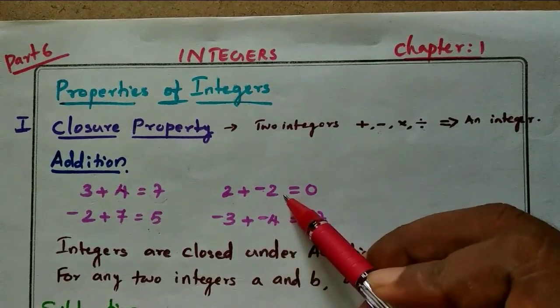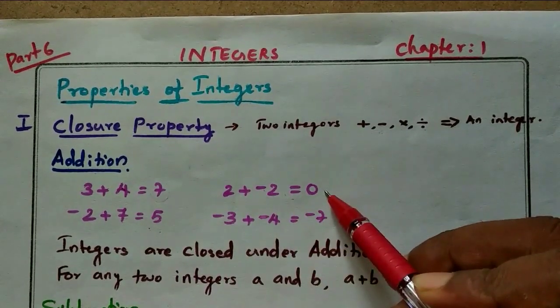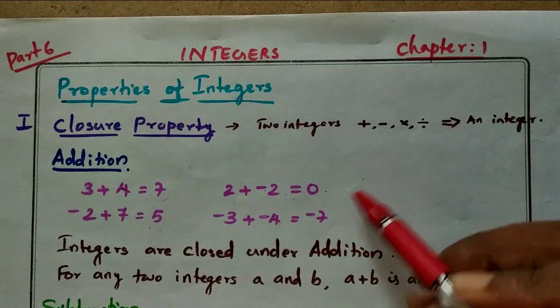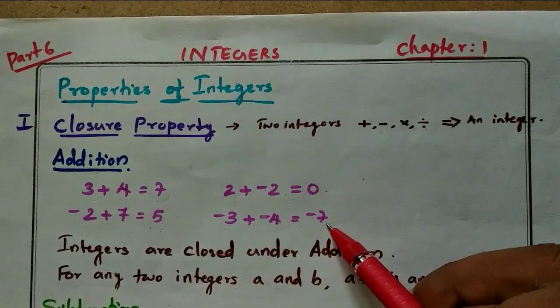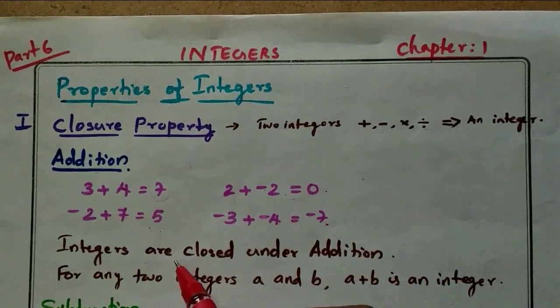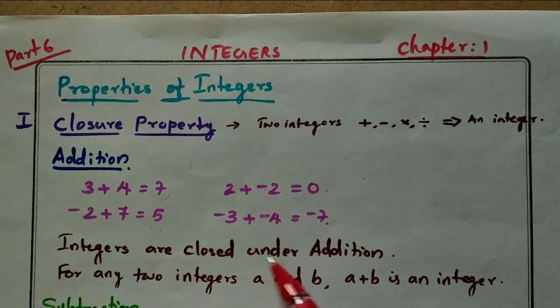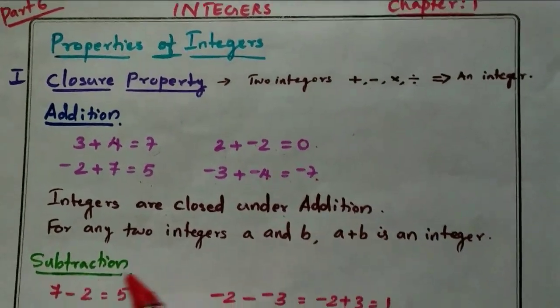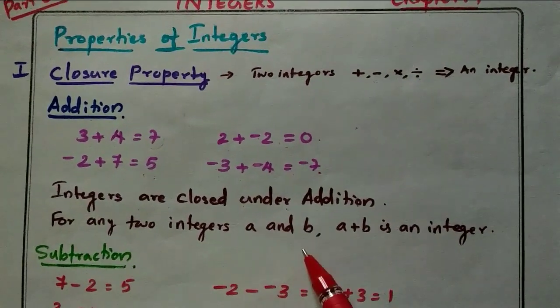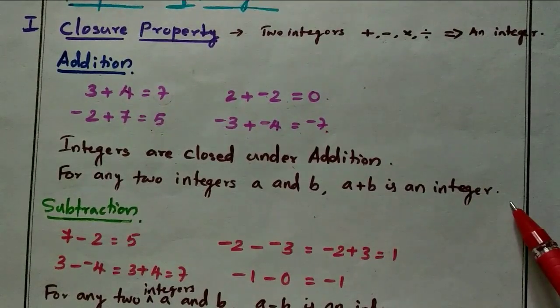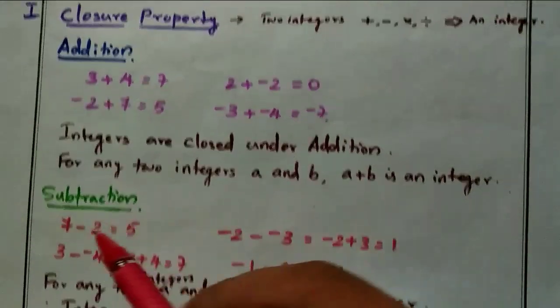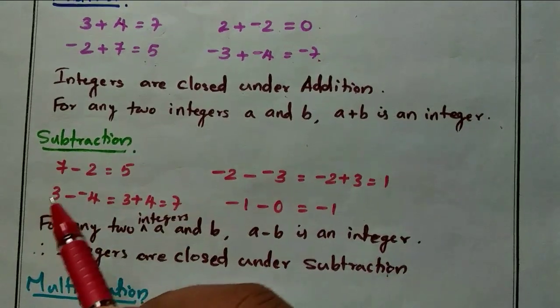2 plus minus 2 is equal to 0. Again an integer, 0 is an integer. Minus 3 plus minus 4 is equal to minus 7. Minus 7 is an integer. So we can say integers are closed under addition: for any two integers a and b, a plus b is an integer, correct?